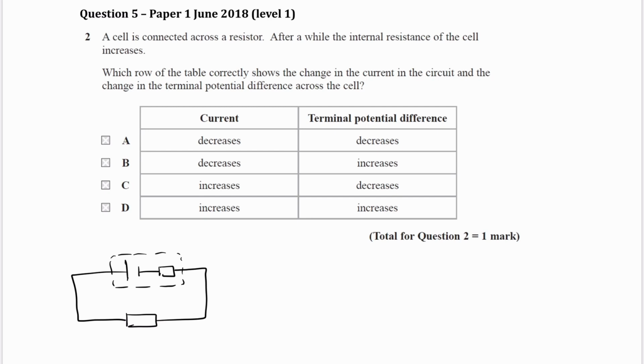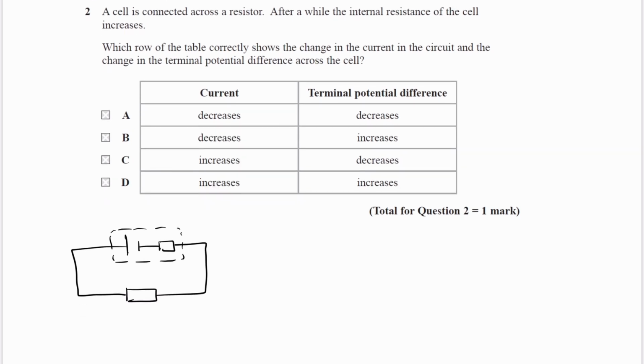Okay, so if we are to increase the internal resistance, which I'll call lowercase r, then the total resistance increases. So these two things are in series. The internal and the external resistor are in series. So if we increase one of them, we increase the total resistance in the circuit, as the total resistance is just the sum of these two things.